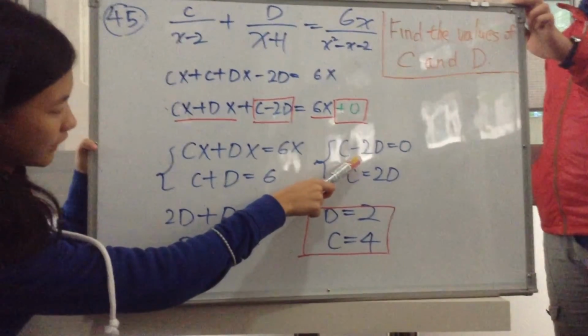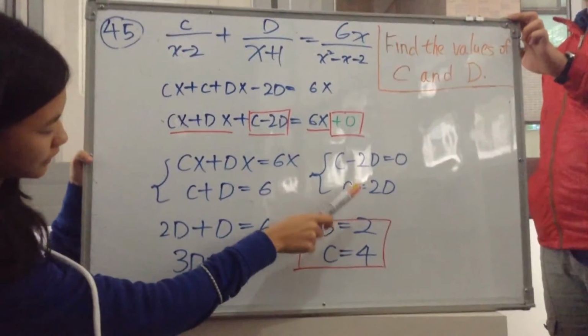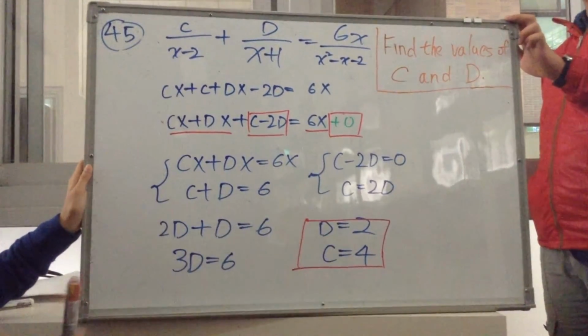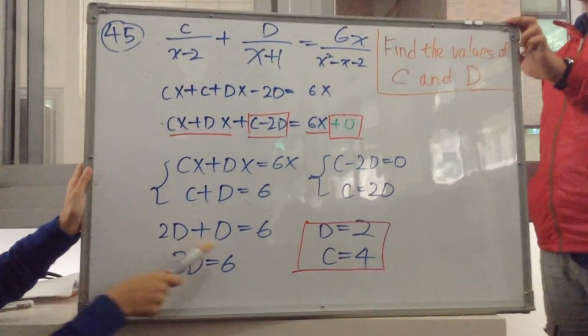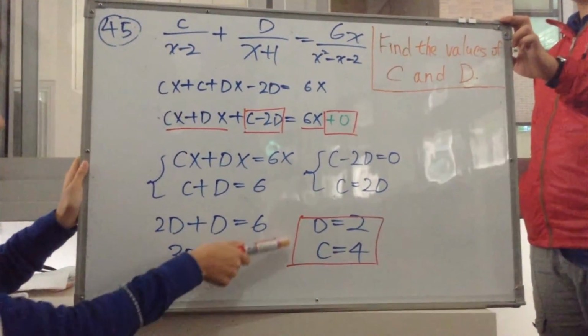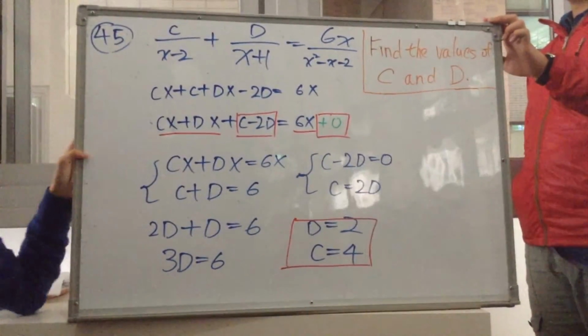You carry the negative 2d over to the other side, so it becomes c equals 2d. And now you merge these two equations together. So now it's 2d plus d equals 6, 3d equals 6, and now here's the answer, d equals 2, and c equals 4.